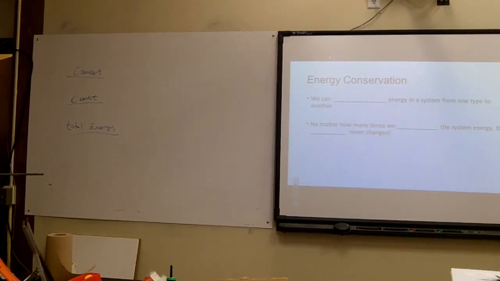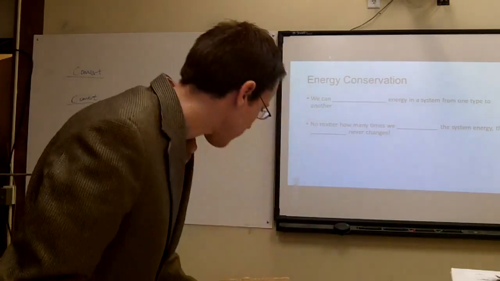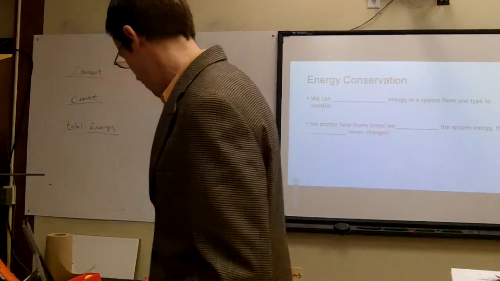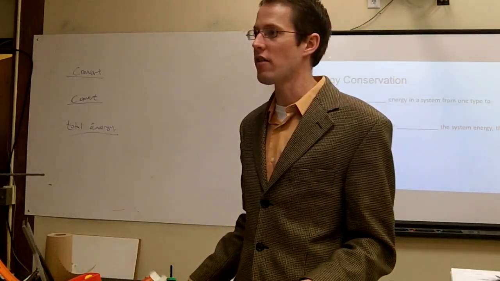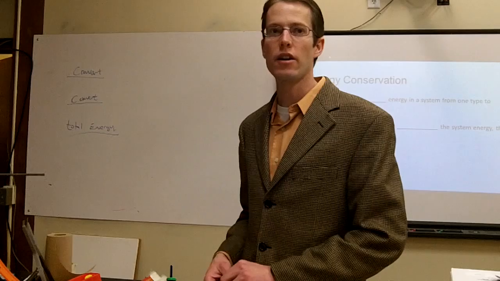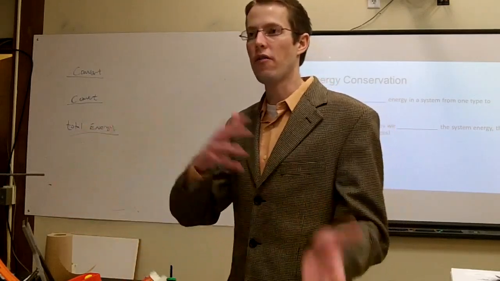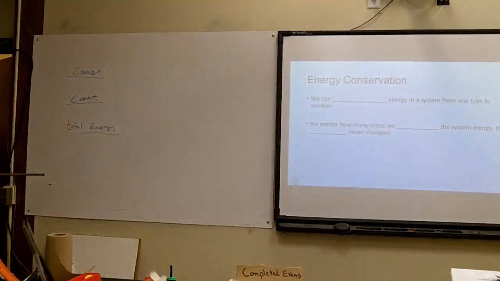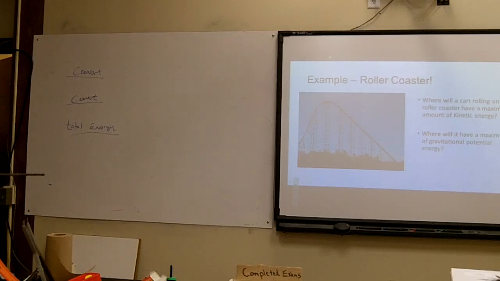So when we let Luigi go down our little ramp, when he's at the bottom of the ramp, he definitely doesn't have gravitational anymore, does he? What kind does he have? Okay, we converted. That's the idea of converting. The total doesn't change. We're going to represent that.